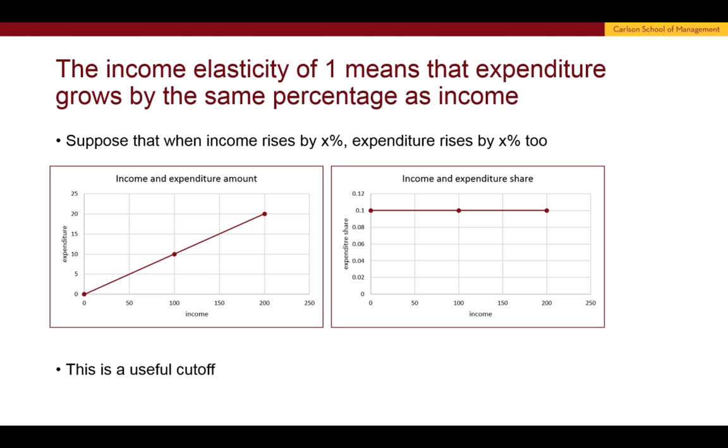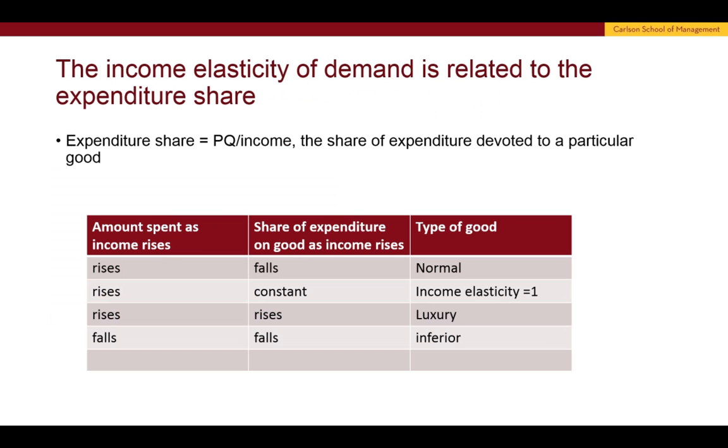Turns out this is a useful cutoff, at least for thinking about different kinds of goods. Continuing this thought, we can see that the income elasticity of demand is related to the expenditure share. Remember, the expenditure share is price times the quantity divided by income. And it, in intuitive terms, is the share of expenditure devoted to some particular good.